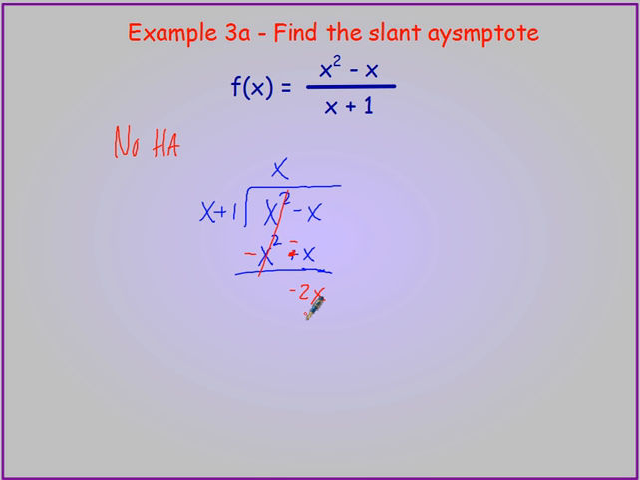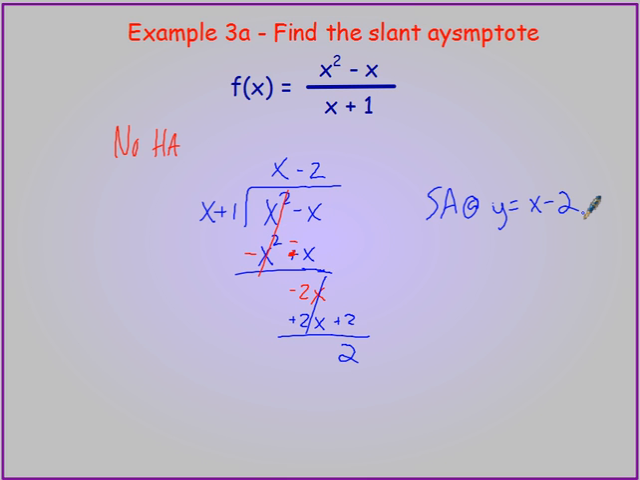Now I ask myself, x times what will give me negative 2x? Negative 2. Negative 2 times x is negative 2x. Negative 2 times a positive 1 is negative 2. This becomes plus. This cancels. I'm left with a remainder. But what did I tell you? Ignore it. So then where is your SA? Remember, it should be y equals mx plus b. So it's going to be y equals x minus 2.